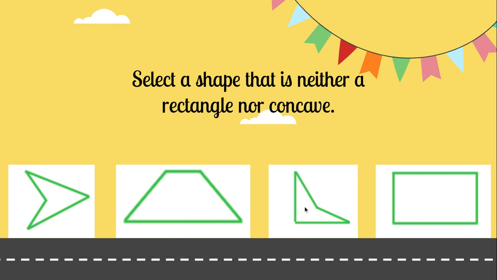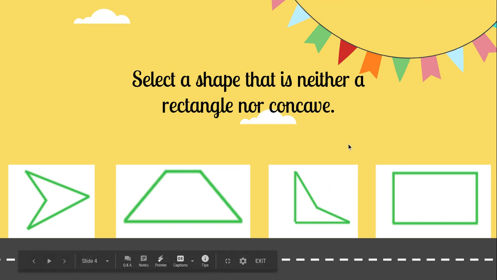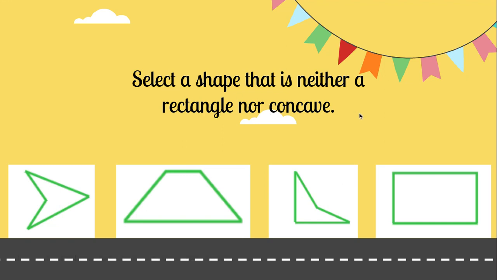Okay, so I know that this also is not a rectangle, but this angle right here is going inside, so it is concave. And the question is asking, select a shape that is neither a rectangle nor concave. So it cannot be a rectangle, it cannot be concave. This is concave, and this is a rectangle. So here's our answer, the trapezoid.